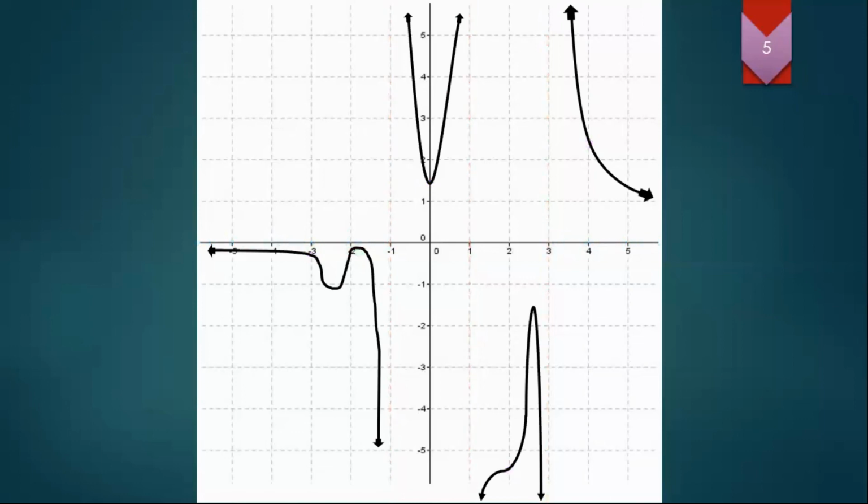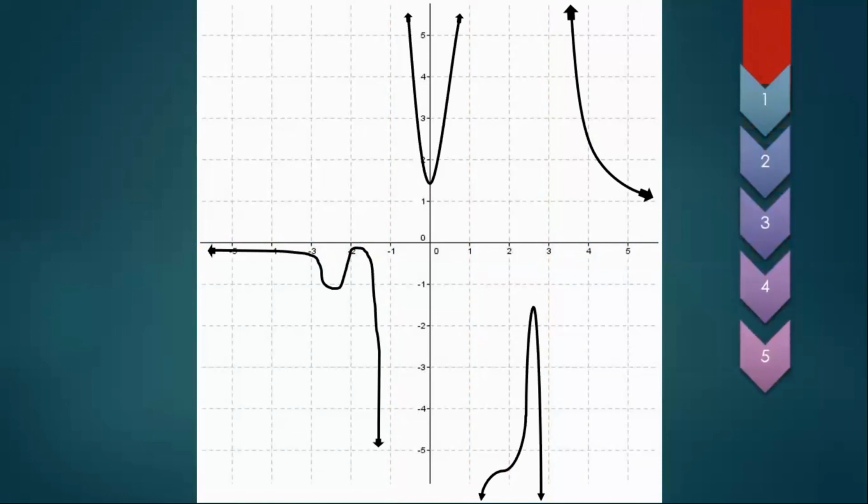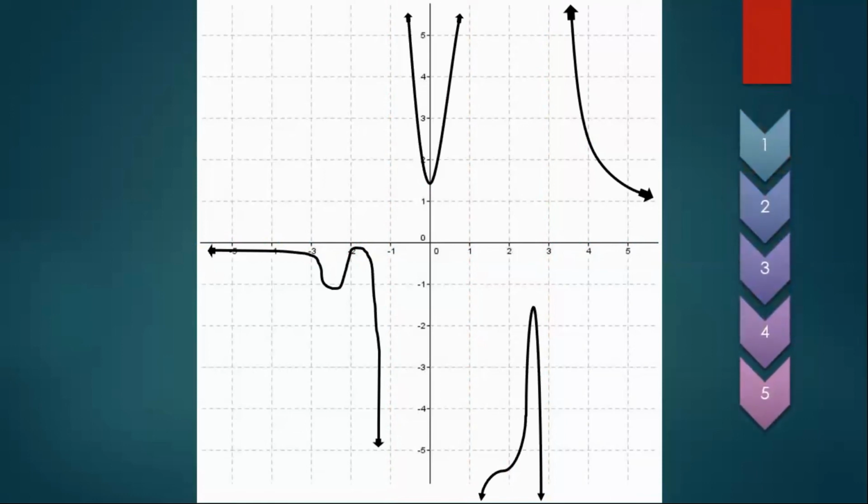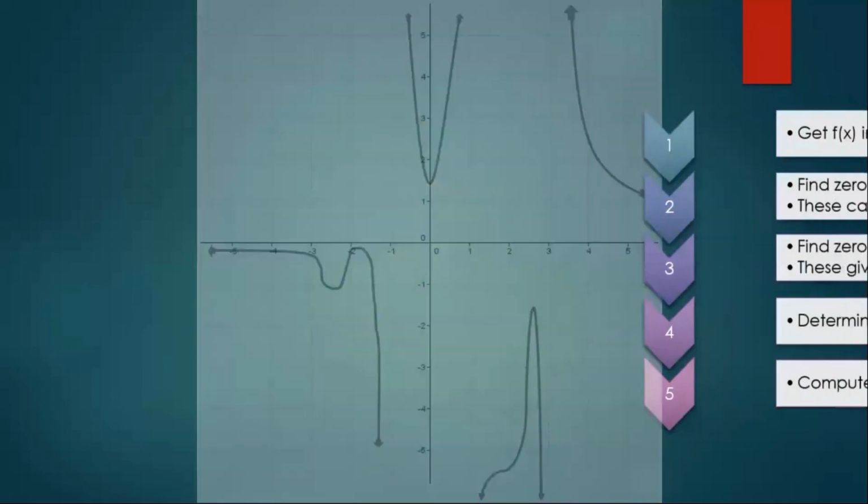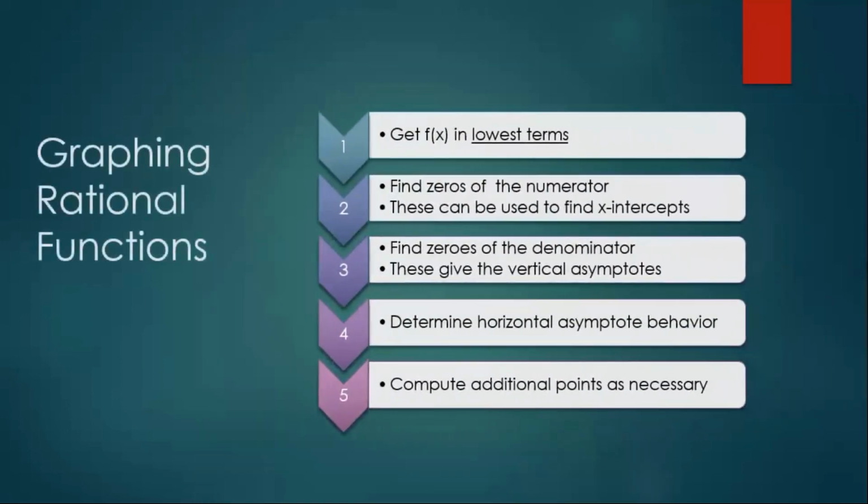As you can see, the rough sketch here for this rational function is a very odd looking graph. So that's it for graphing rational functions. Just be sure to follow these 5 steps.